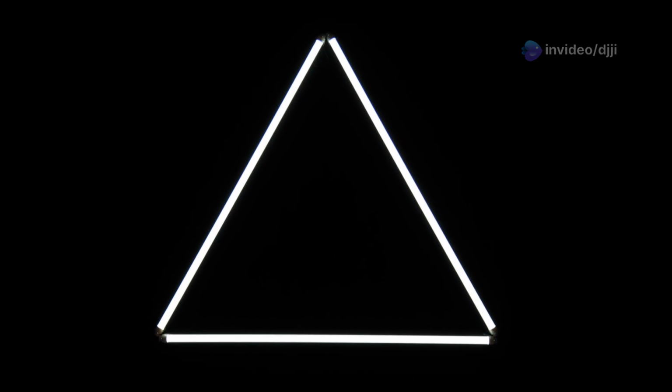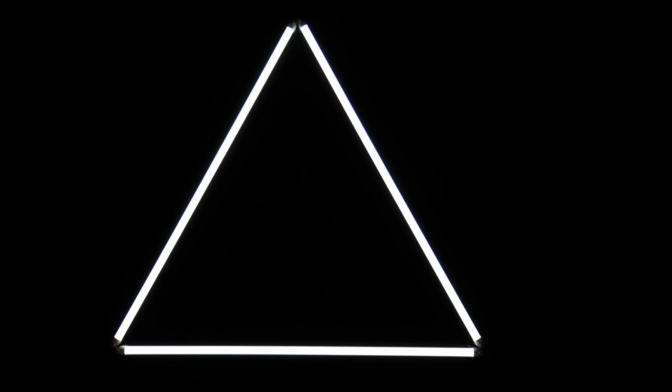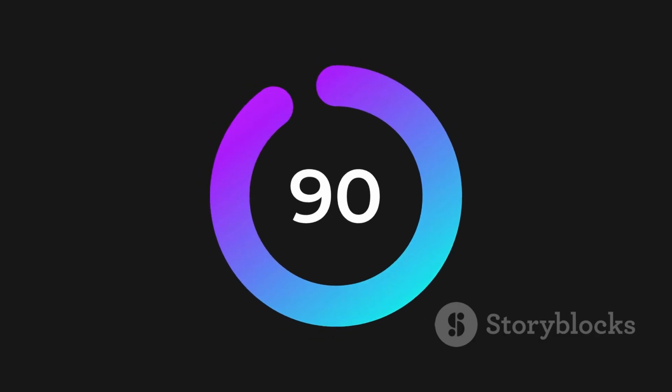60 degrees, or pi over 3 radians. This angle is part of the 30, 60, 90 triangle. 90 degrees, or pi over 2 radians. This angle has a special meaning on the unit circle, as its terminal side lies on the y-axis.